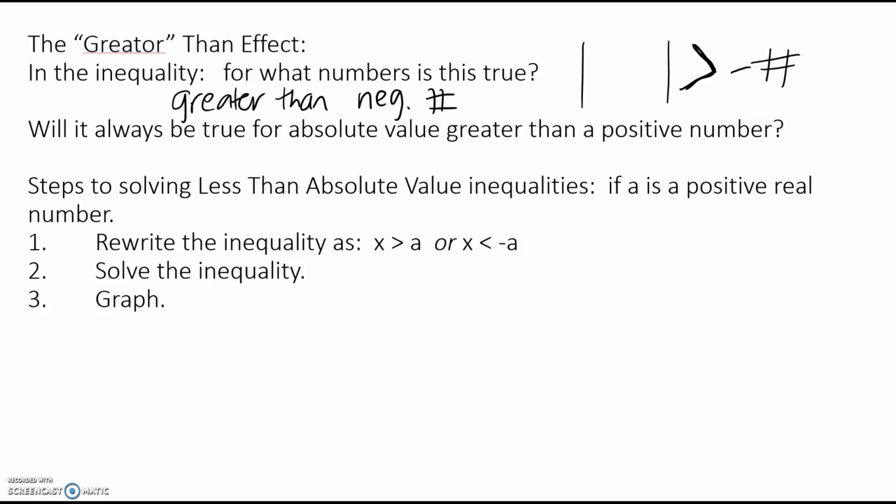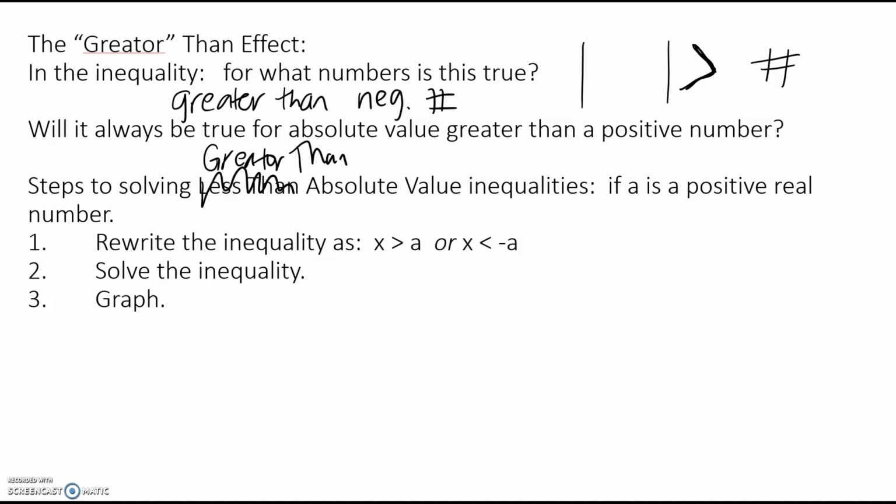Okay, then it says, will it always be true for an absolute value greater than a positive number? If I just have my absolute value is greater than a positive number, it will not always be true. So we're just going to solve and figure out when it would be true. That's where our solving steps come in. This should say greater than, so fix that on your notes.